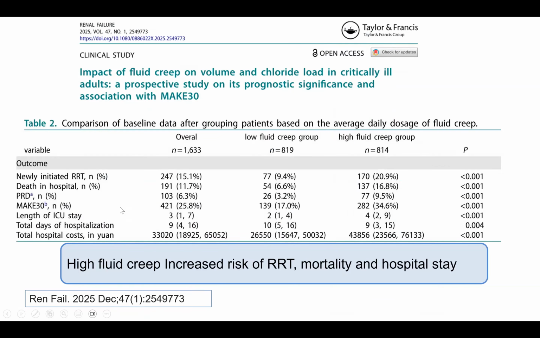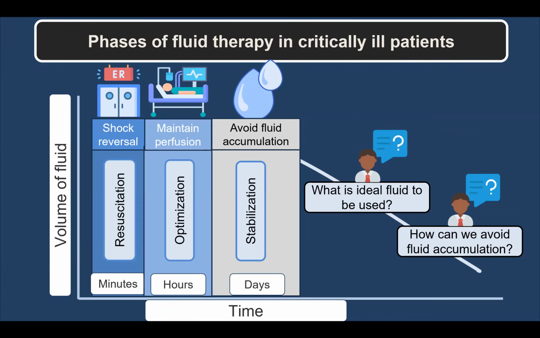And the impact of this, as you see here, is that the number of patients receiving renal replacement therapy is significantly higher in patients having high fluid creep than in patients with low fluid creep. The death rate is higher, and the hospital stay is also longer in patients with high fluid creep. So high fluid creep has a bad impact on the patient.